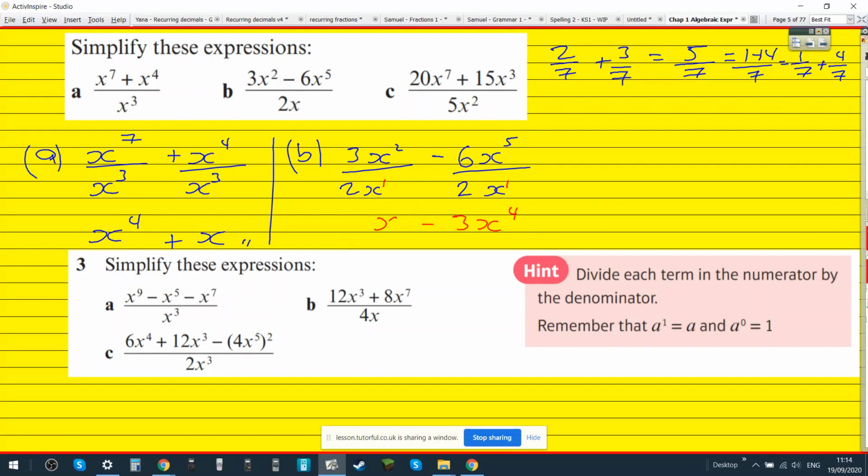So it's going to be x, and this bit doesn't simplify. So that would stay as 3 over 2 or 1.5. That was the trick with that one. Okay, let's try question C.